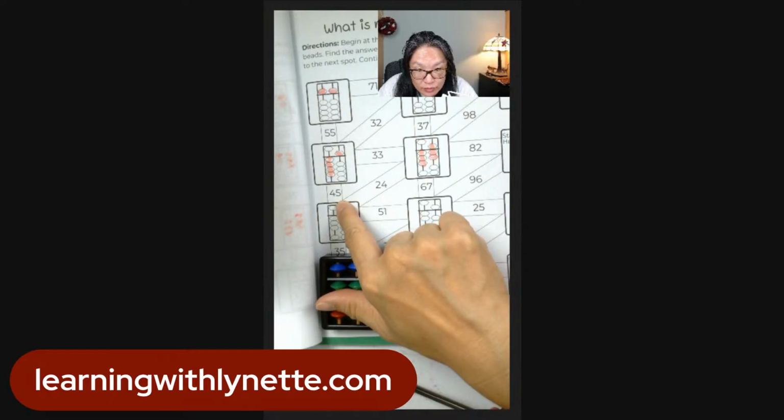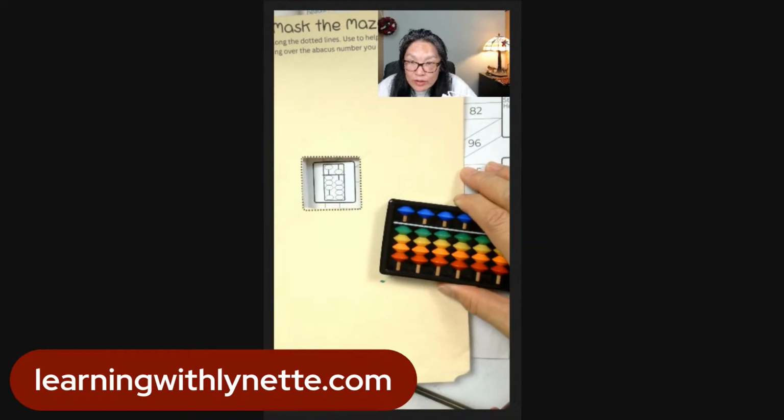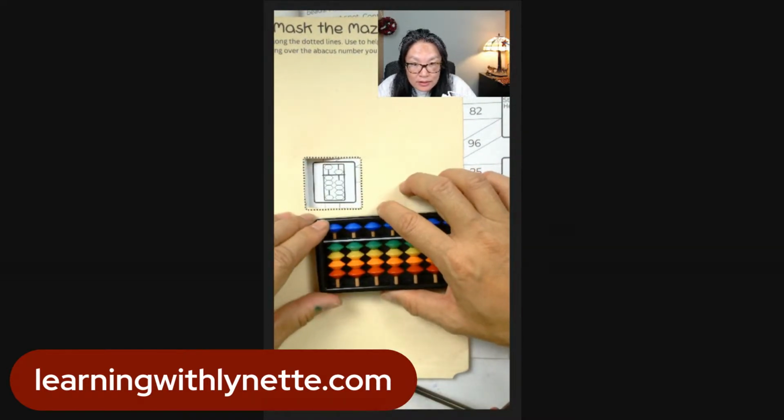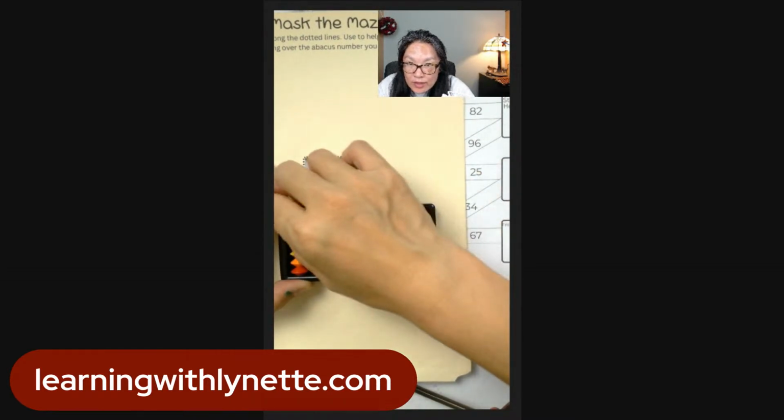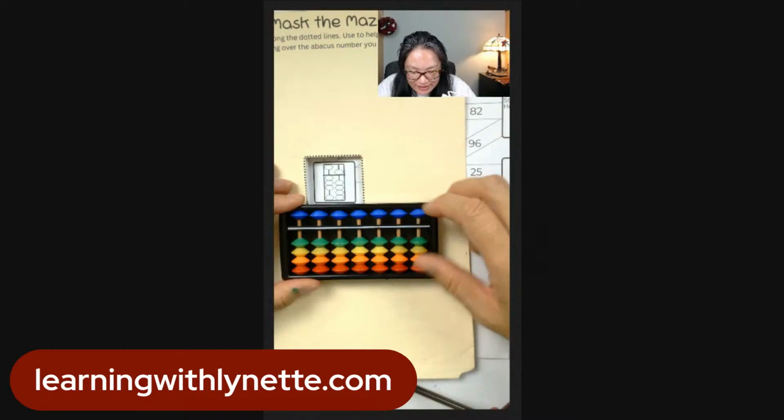Negative numbers: we don't do negative numbers on the abacus, Megan, because you can't take more than what the object is, if that makes sense. So you can't take away 9 pens from 2. You can't do it.